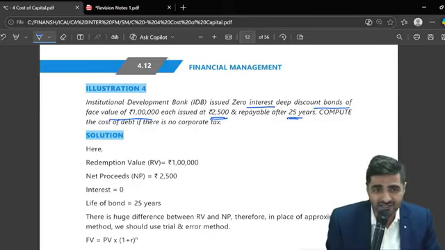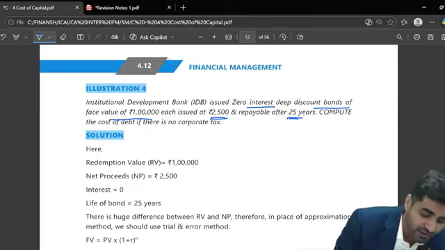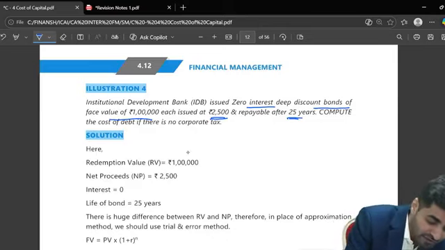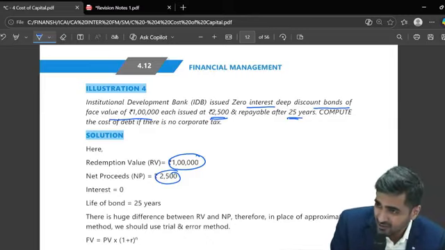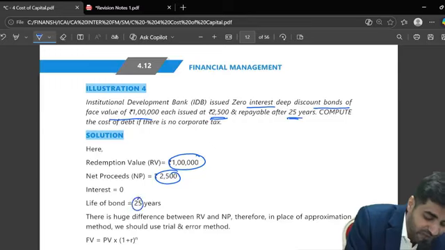Are you guys understanding this? Okay, so just check this out here. They have told you that the bond has a redemption value of 1 lakh, and the net proceeds are 2,500. So this is the issue price, 2,500. And what's the life? 25 years.